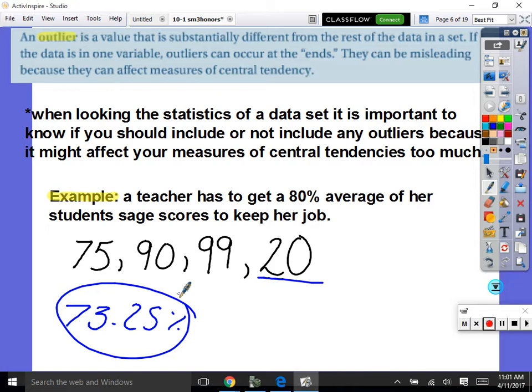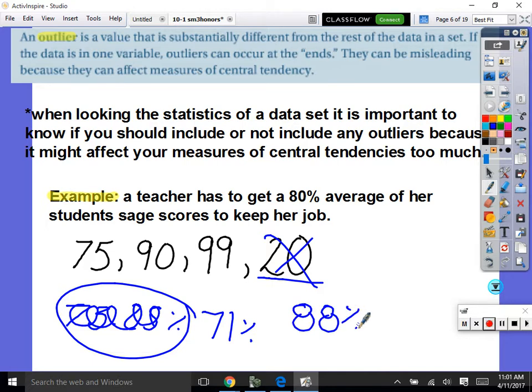So now let's say the principal's like, oh, you know what? I didn't think about that. Let's throw that student out and find your average. Now let's find the average without the outlier. 71% with the outlier. So what's the average without the outlier? 75 plus 90 plus 99 divided by 3. 88%. So really, this teacher is a dang good teacher. In fact, a way good teacher, and they would have lost their job if the teacher hadn't looked and said we should throw out this outlier.